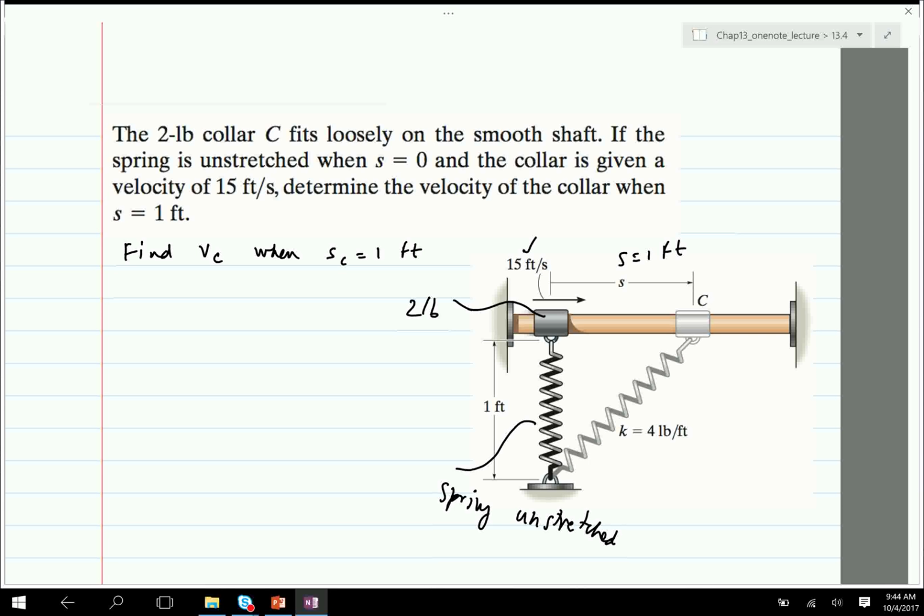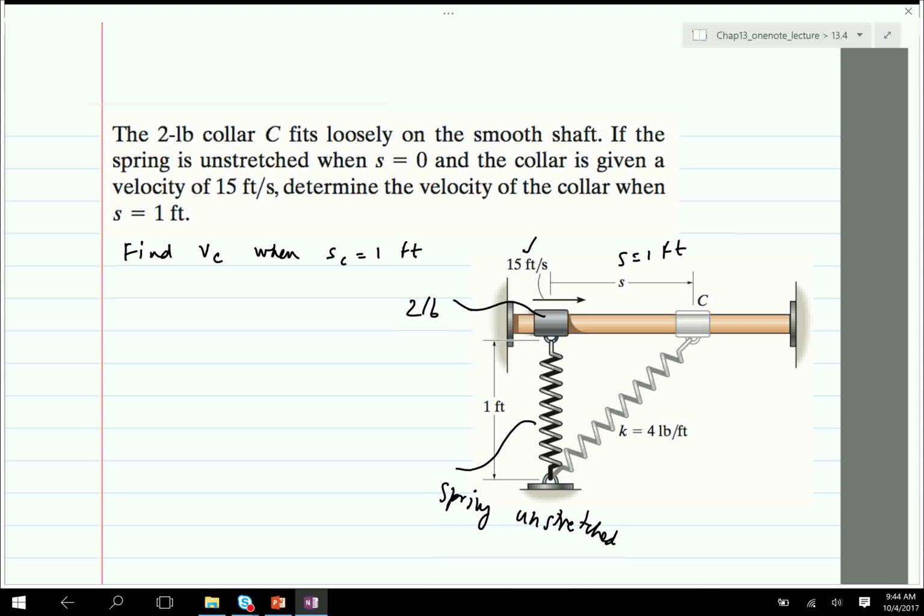The spring is unstretched, which means the force is 0. Then the collar is given a velocity of 15 feet per second to the right. Clearly it's going to stretch the spring because of the velocity. However, the spring is going to prevent it. When you stretch a spring, the force increases, so there's going to be a force which prevents the spring from stretching, which means there's going to be some kind of a deceleration acting there. So we've got to find the velocity of C when s equals 1 foot.